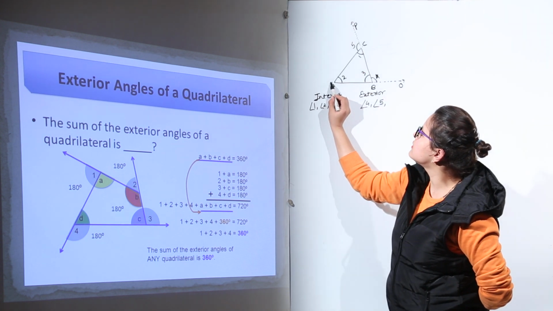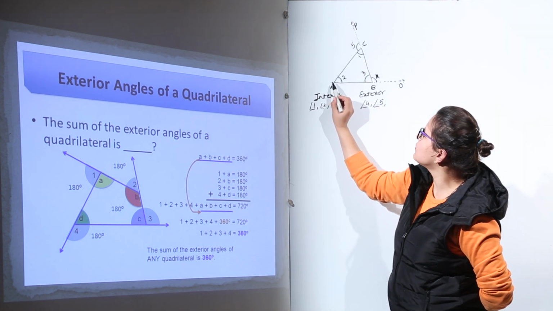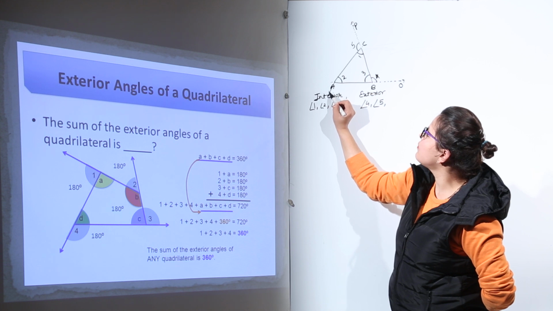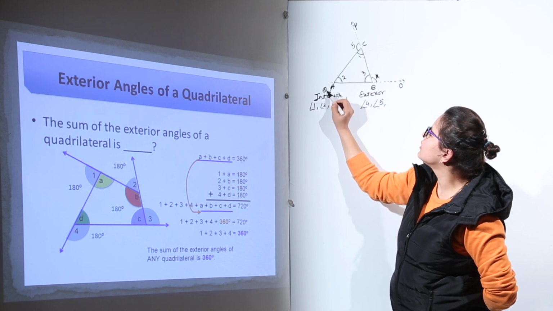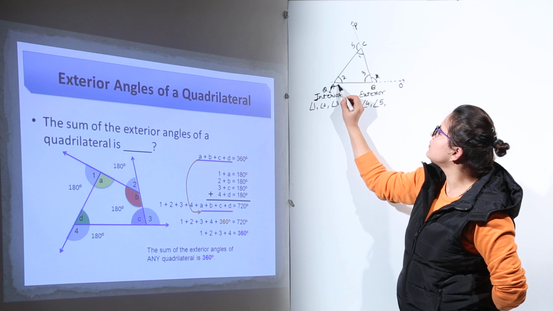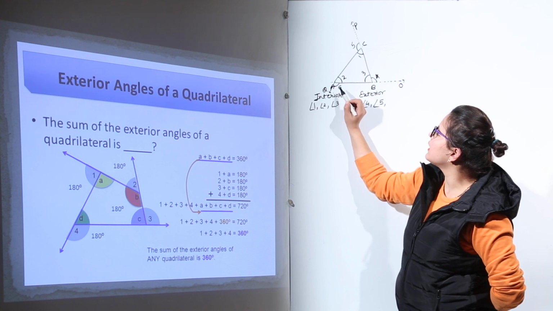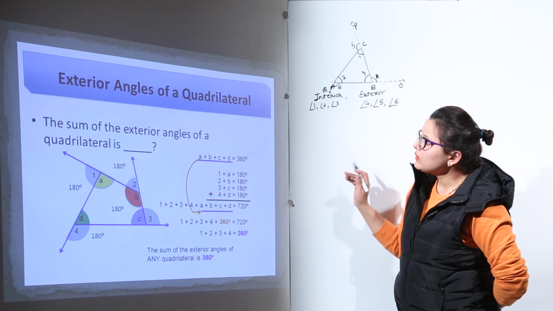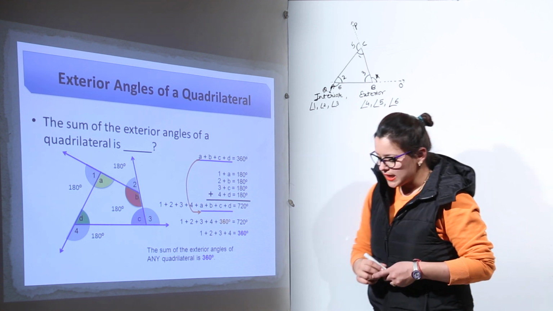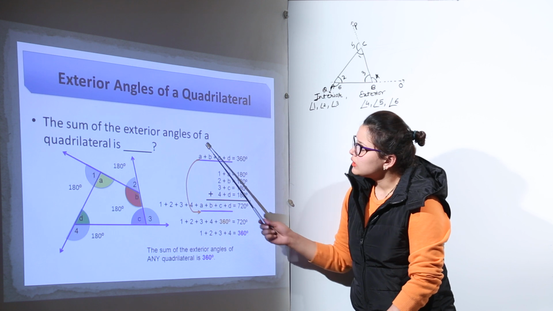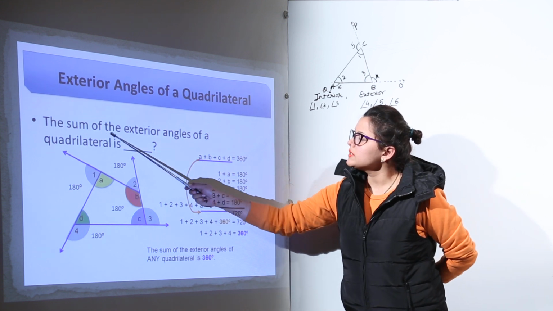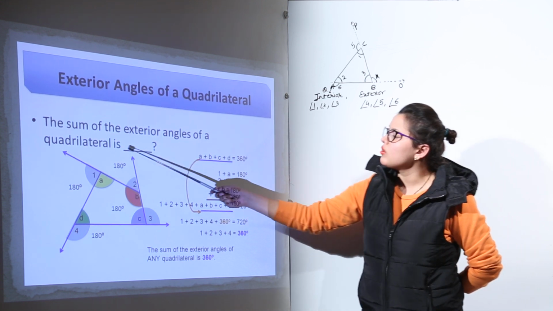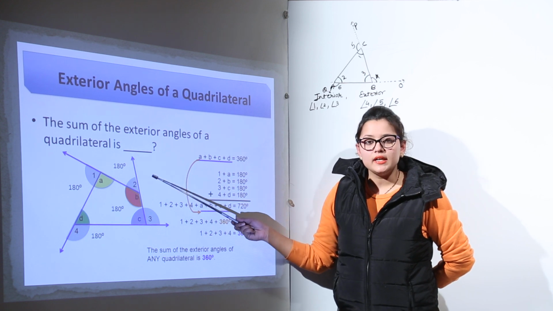Similarly, we extend this one further to some point, say Q. Then this angle formed will give me the next exterior angle, that is angle 6. Now let us move on to the topic of exterior angles of a quadrilateral. Can you tell us what will be the sum of exterior angles of a quadrilateral? Now we will be finding that out.